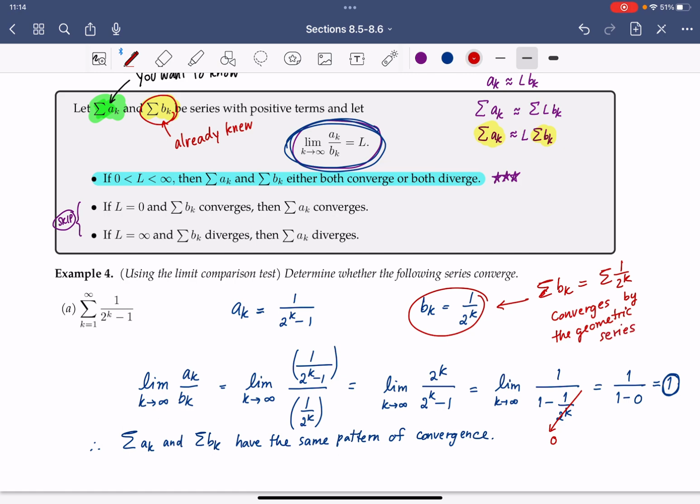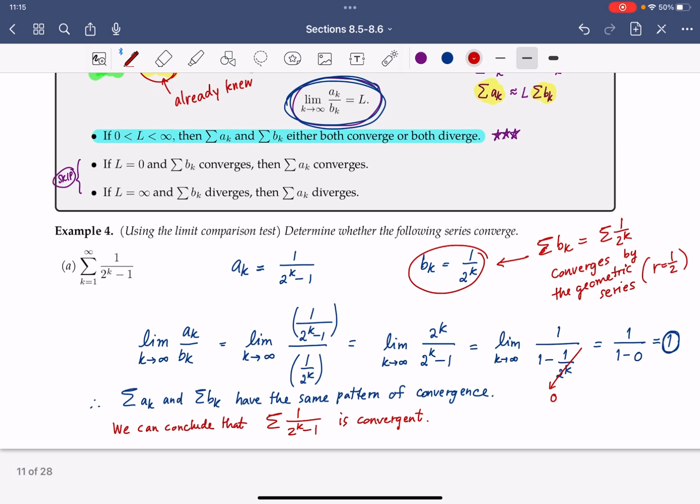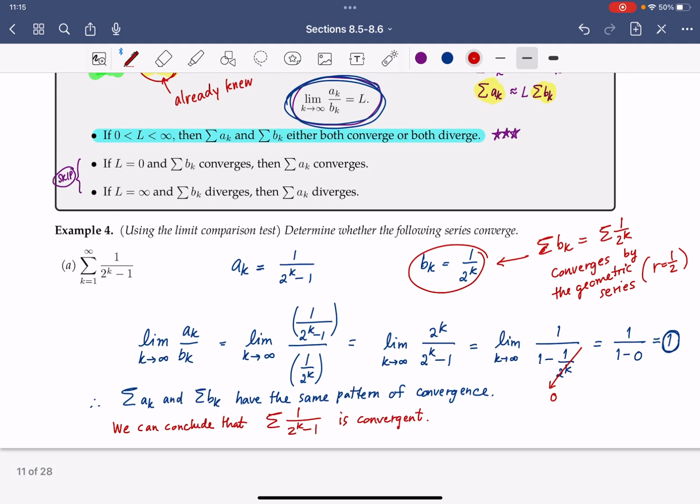Make sense? Because r is equal to 1/2, less than 1, and when you know that the sum b_k is convergent, you can conclude that the summation of a_k, which is 1 over 2 to the k minus 1, is convergent as well. Because b_k is convergent, a_k must be convergent as well. All right, this is actually the solution for this question. So the series is convergent, and you can do it by the limit comparison test.